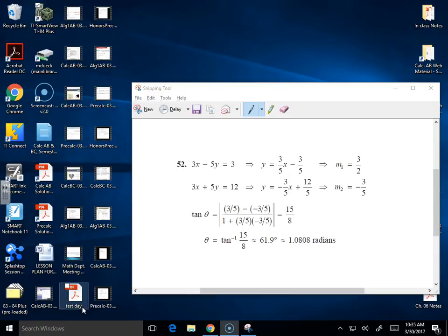Example. If they say find the tangent line, what they really want is the line, and how do you know the line? You find its equation. Its equation. The parabola y equals x squared at 1, 1.